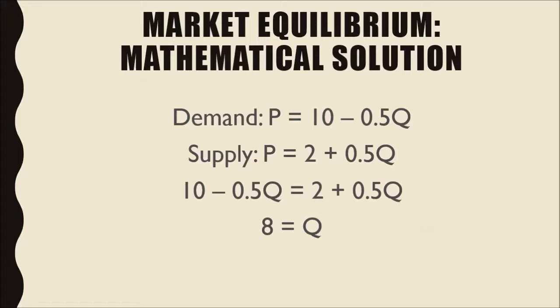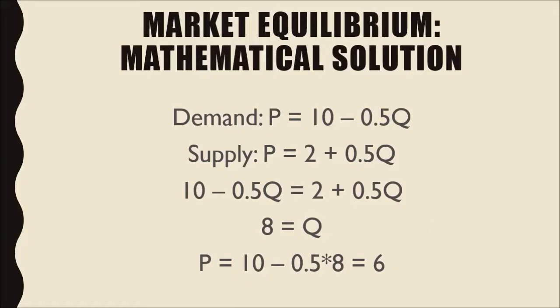This gives us the equation 8 equals Q, which is the equilibrium quantity that we already saw on the previous slide. Now, we take this number and substitute it into any of the original equations. In this example, let's use the equation for the inverse demand function. This makes P equals 10 minus 0.5 times 8, which is 6. And this is the same equilibrium price that we saw on the graph before.